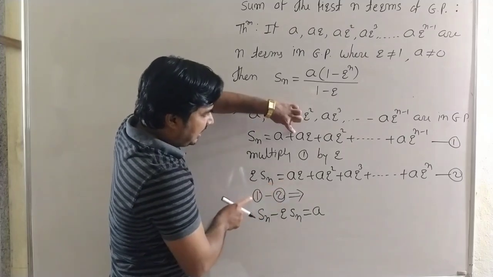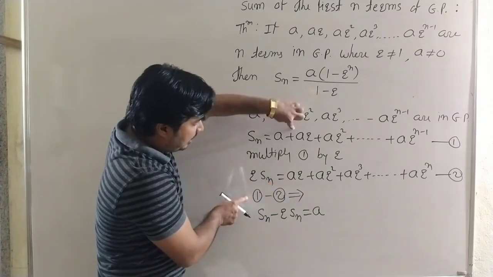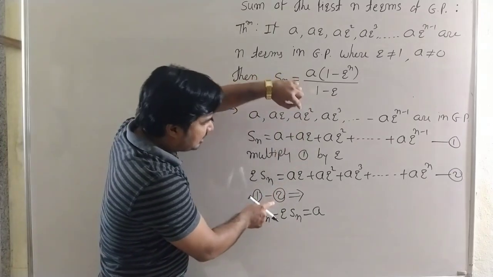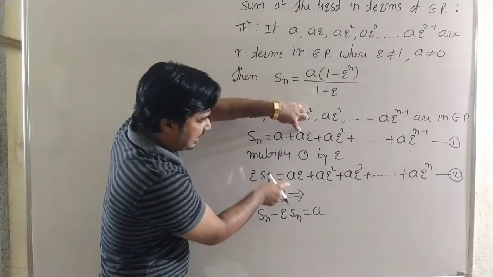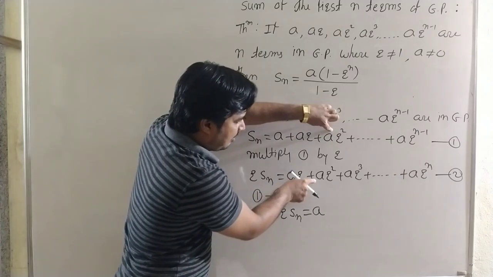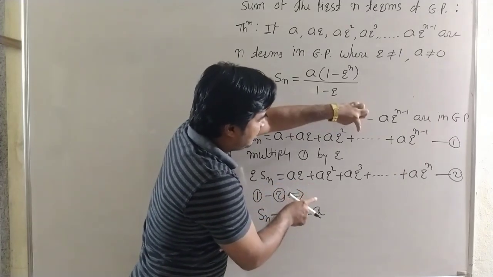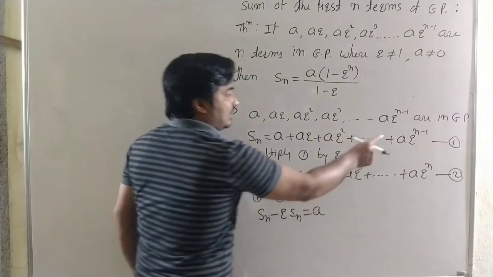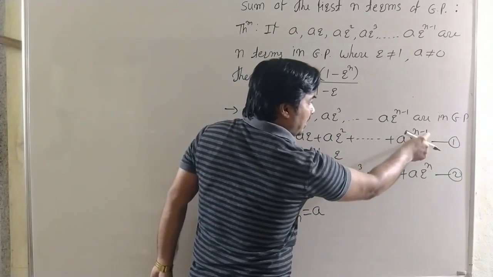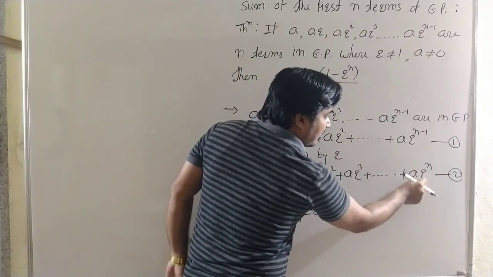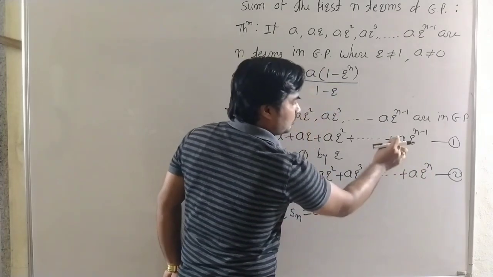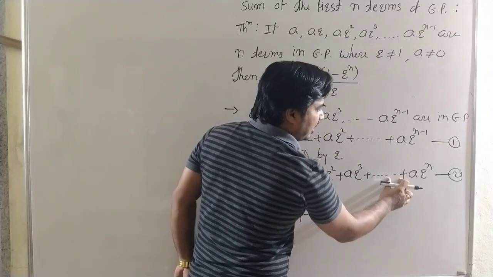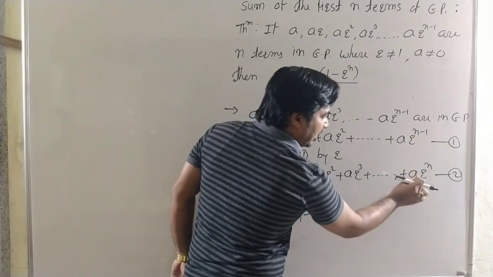See carefully. AR in equation number 1 and AR in equation number 2. Equation 1 minus equation 2, AR minus AR cancel. AR square minus AR square cancel. Next term, AR cube minus AR cube get cancelled. It is AR to the power n minus 1, and here it is AR to the power n, and it is the previous term. Last but one, both cancel, remaining this term.